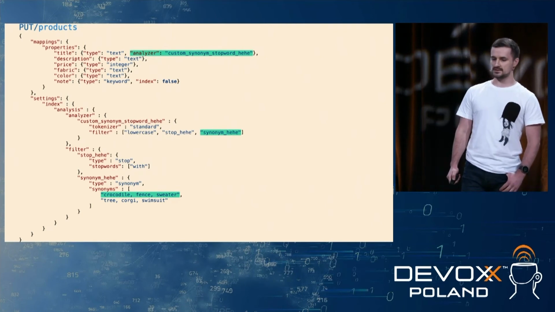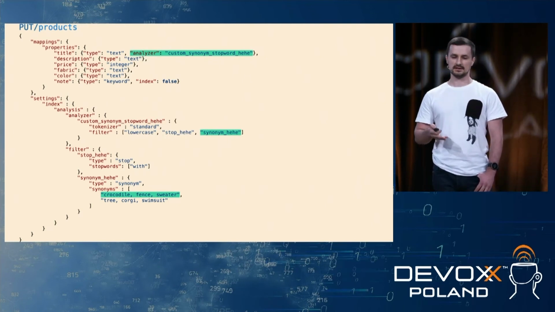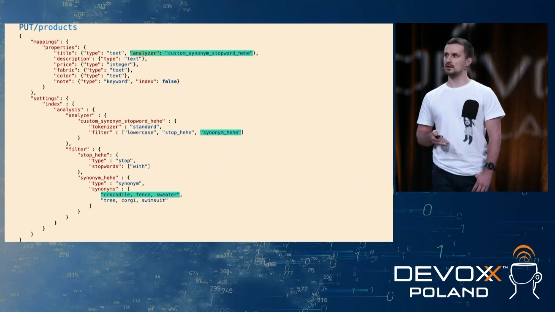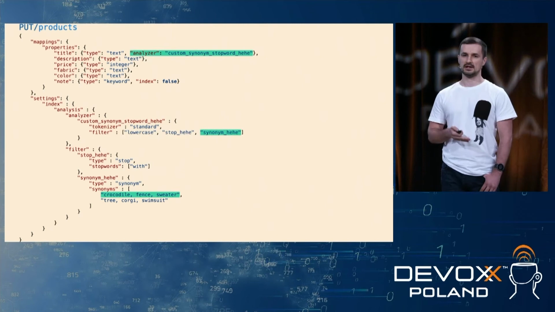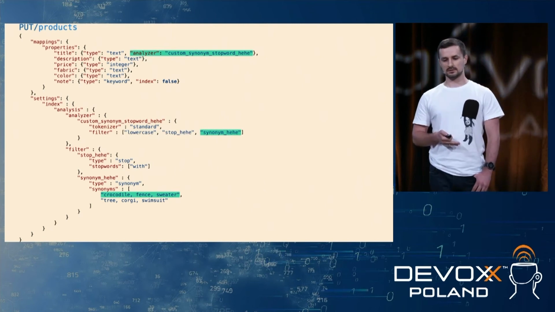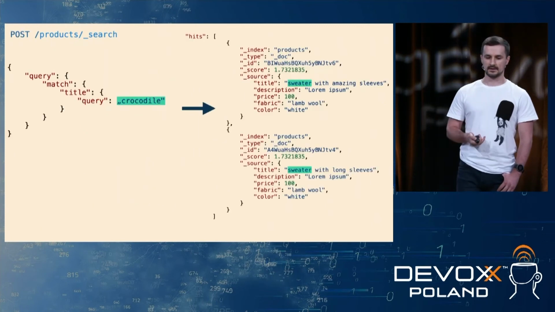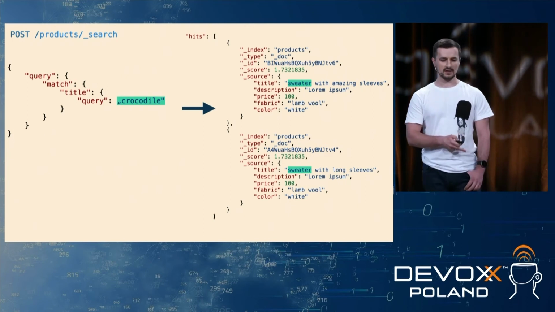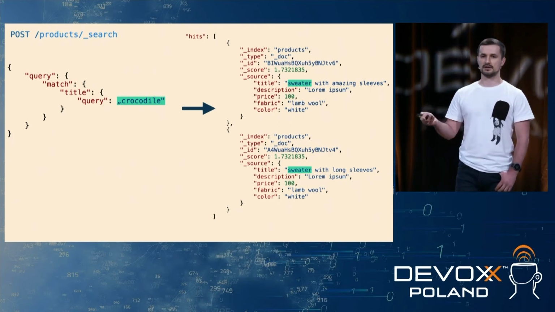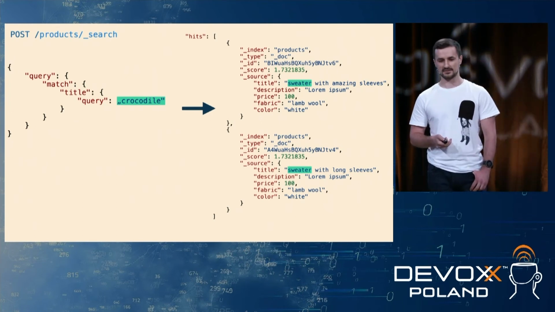I guess I didn't mention that if you provide a new definition for an index, you need to re-index all of the elements. So you need to remove all of the elements and create a new index. And so see how it works. Right now we're asking for a crocodile, and we get 2 sweaters. So grandma will be very happy with that, I'm sure.